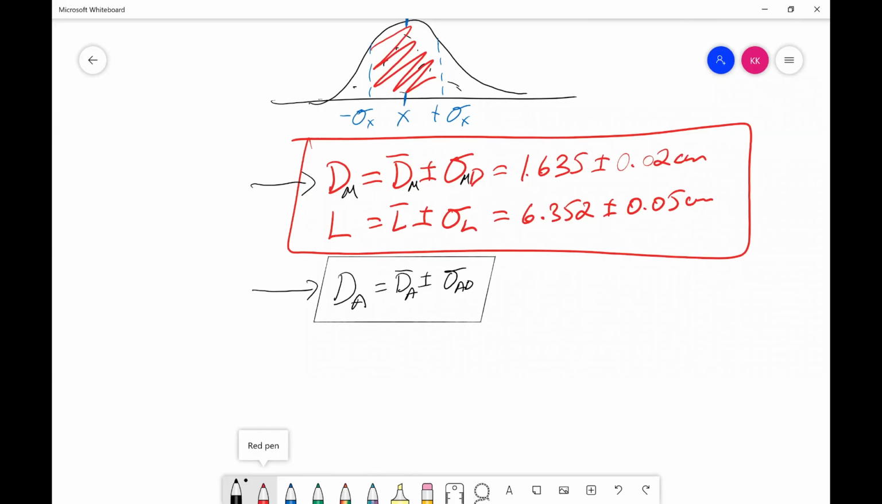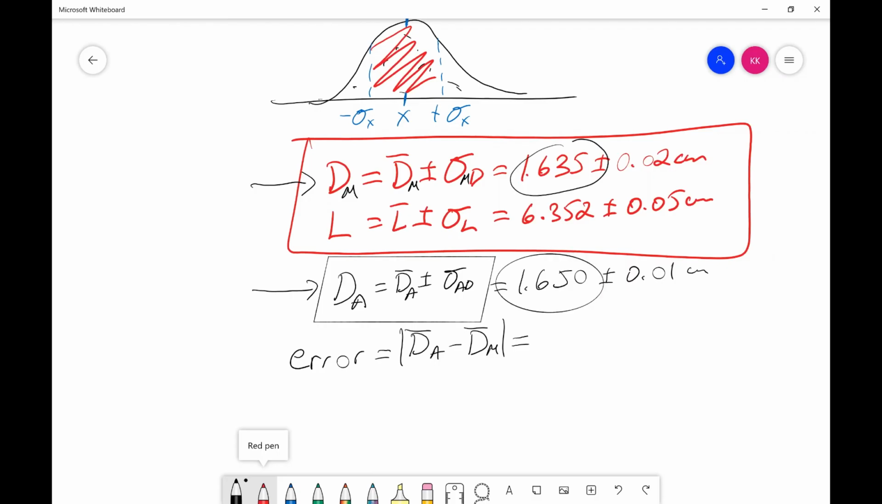But for the accuracy, what I need to do is look at what we call error in your measurement. Error in your measurement is defined as the difference between accepted and measured, for example, averages. Let's say the accepted value here is 1.650 plus minus 0.01 centimeters. That means this is accepted, and this is your measured.